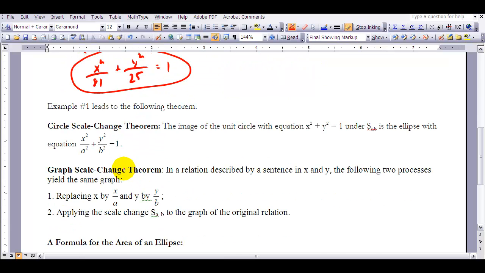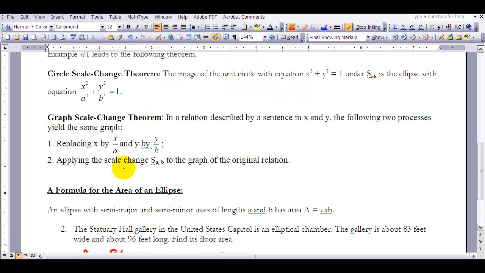So if you think about what happens in example 1 there, it leads to the following theorem. The circle scale change theorem, and that is the image of the unit circle with the equation x squared plus y squared equals 1 under any scale change a, b, a being the horizontal change, b being the vertical change, is an ellipse with the equation x squared over a squared plus y squared over b squared equals 1.